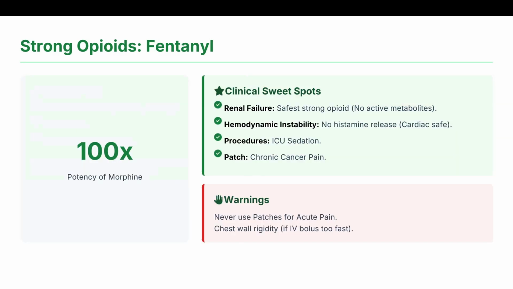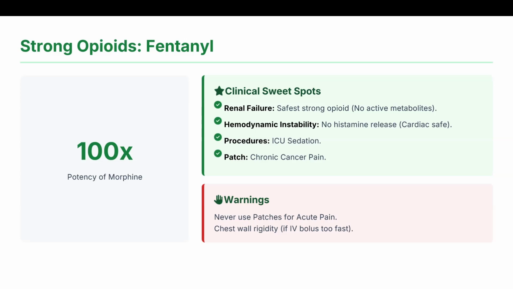Fentanyl is 100 times more potent than morphine. It has various advantages compared to morphine. It can be used in renal failure patients. It is the safest as well as the strongest opioid. It has no active metabolites. It can be used in hemodynamically unstable patients because it has no histamine release and is cardiac safe.